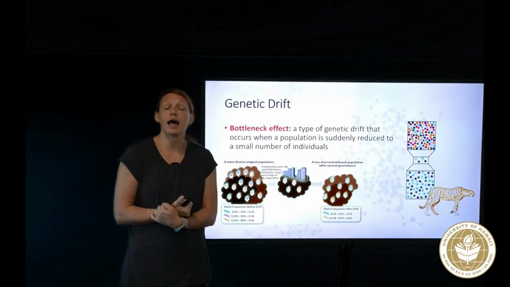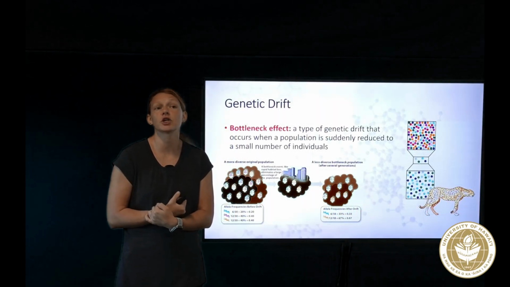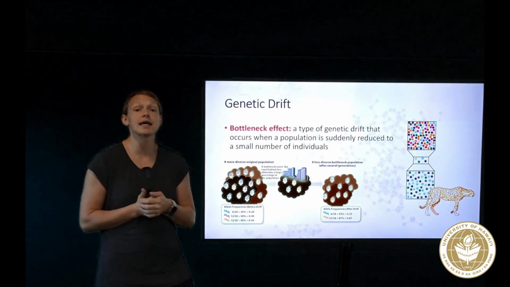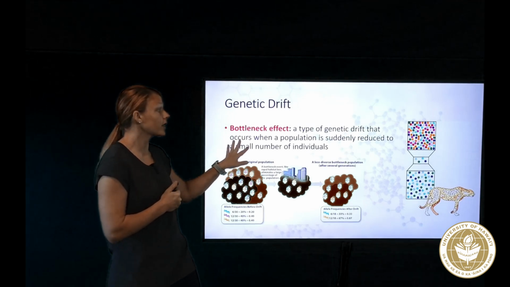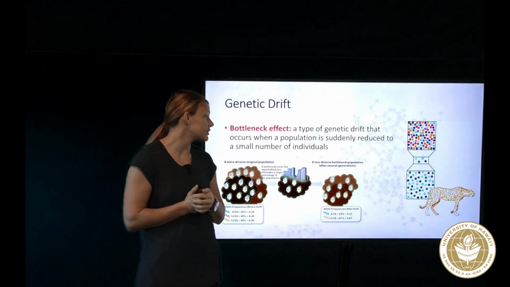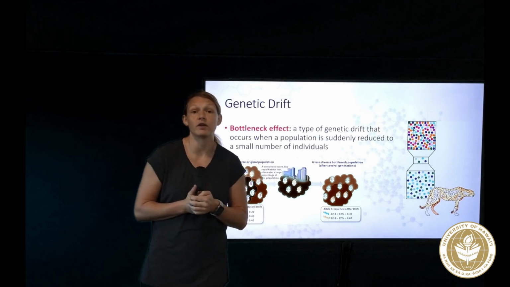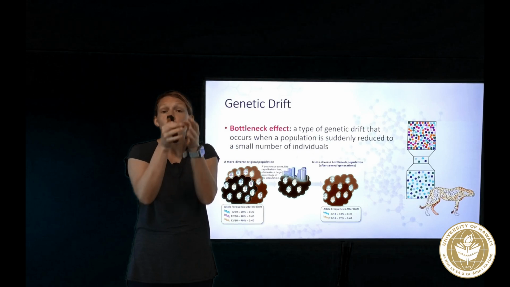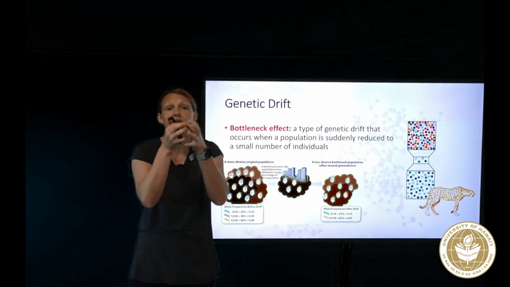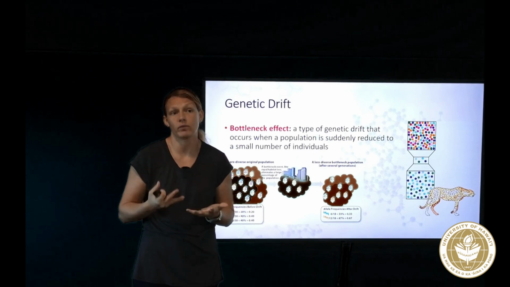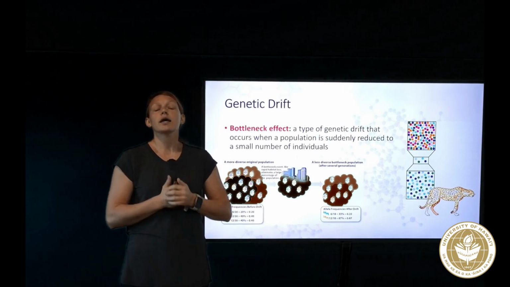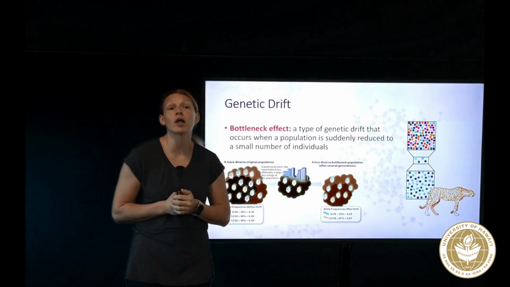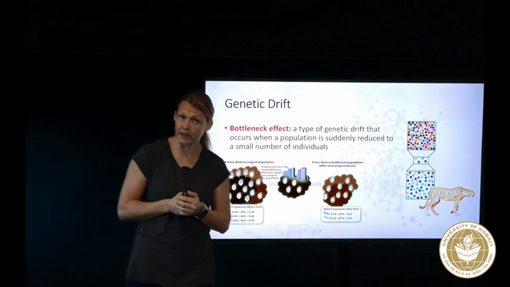Another example of genetic drift is what we term a bottleneck effect. A bottleneck effect is a type of genetic drift that occurs when a population is suddenly reduced to a small number of individuals. In other words, you're creating this population bottleneck. Only a few individuals are able to get through that bottleneck and survive and reproduce. A bottleneck effect like rapid habitat loss eliminates a large percentage of the original population.